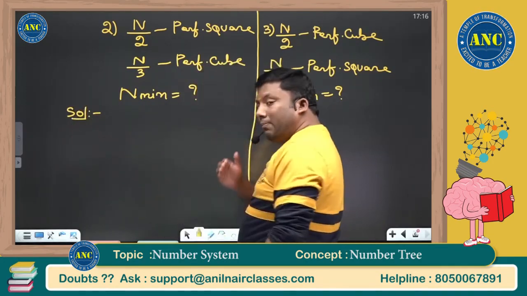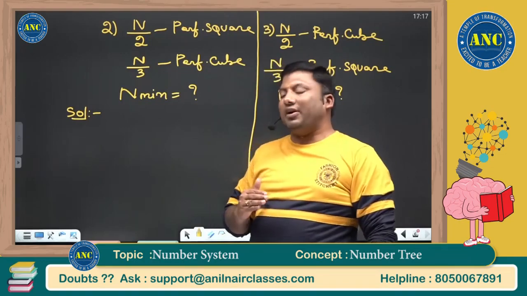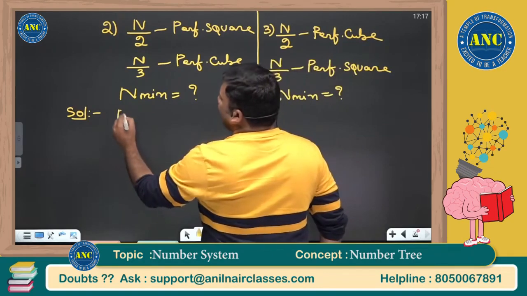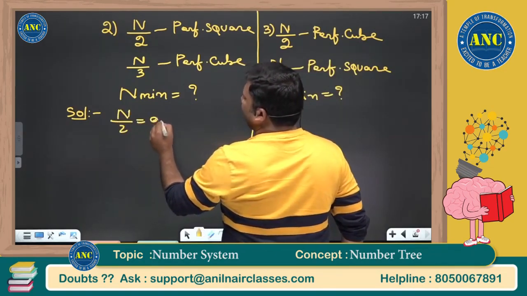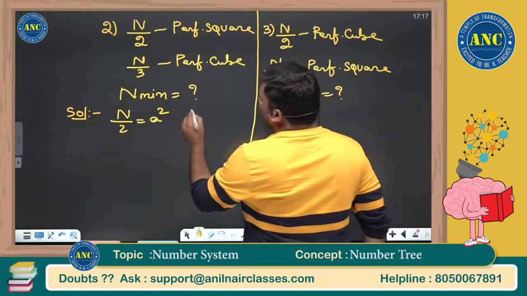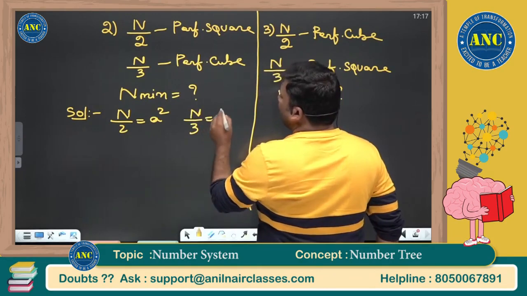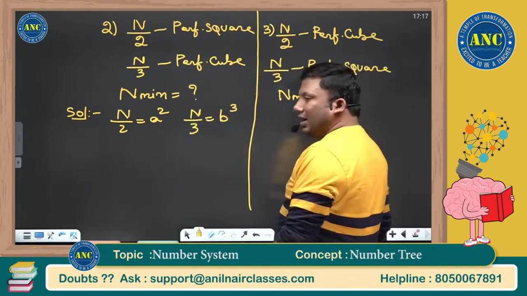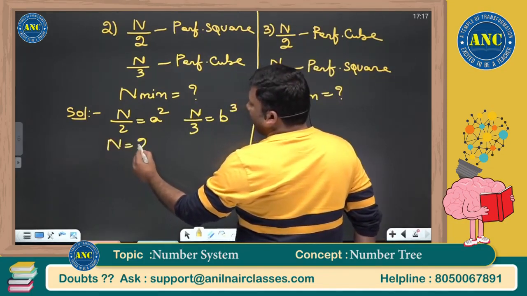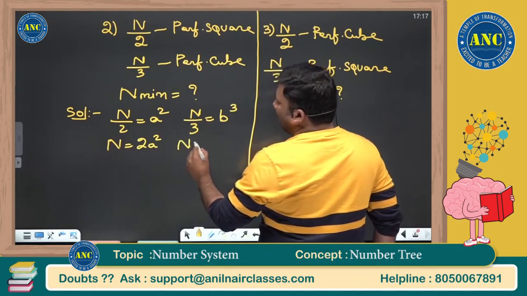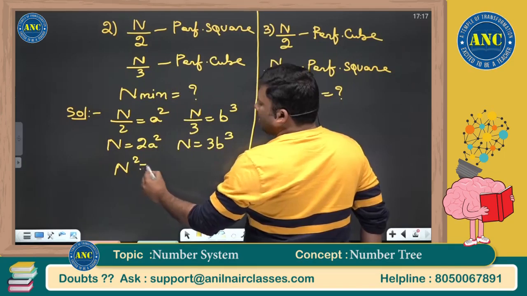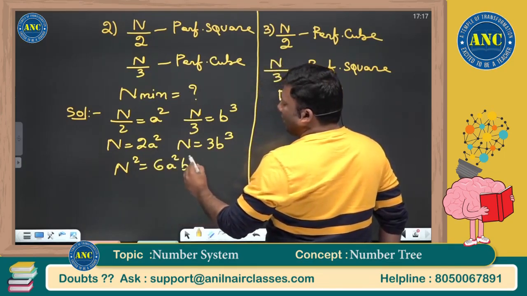Now see, that number when divided by 2 should be a perfect square, and when divided by 3 should be a perfect cube. n divided by 2 is a perfect square, and any perfect square can be written as the square of a number. n by 3 is a perfect cube, and any perfect cube can be written in the form of a power 3. The same number n. So n is nothing but 2a square, and n is also nothing but 3b cube. So if I multiply, n square is nothing but 6a square b cube.